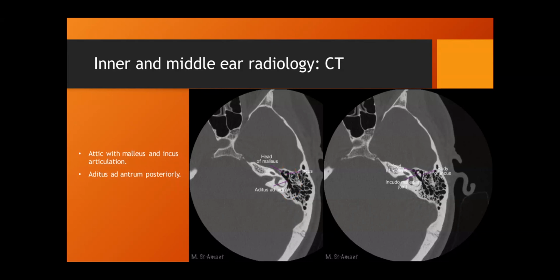Also here we are seeing the bones of the ossicles of the middle ear. As we are at a higher level in the attic, we will see the malleus and the incus articulating together at the incudomalleal joint. Going downward, we are seeing the bones begin to separate between them.